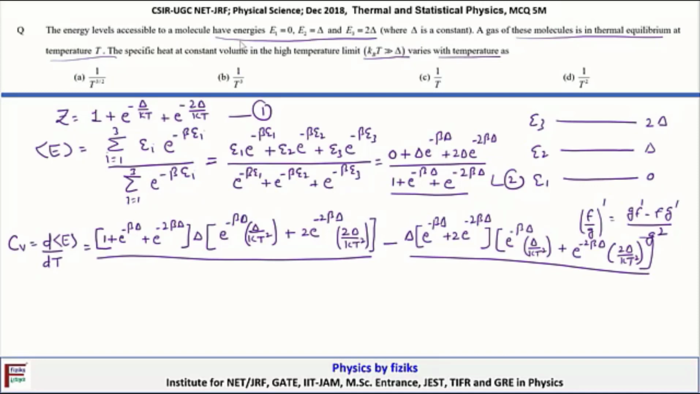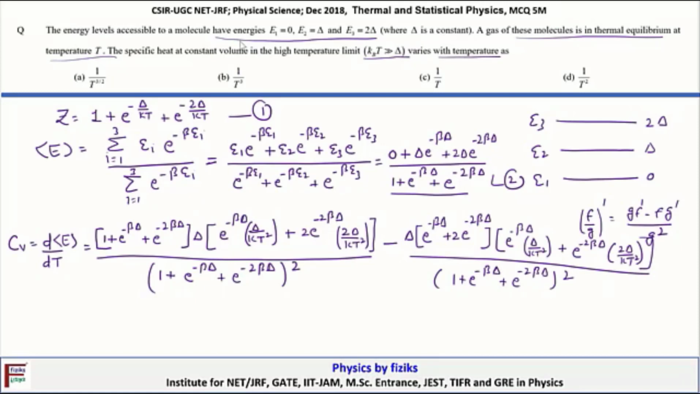So g square is basically 1 plus exponential minus beta delta plus exponential minus 2 beta delta, its whole square. So basically it's (g f dash minus f g dash) upon g square. Now we will apply the condition that is given to us.